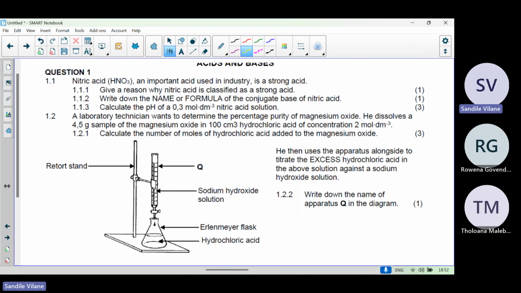Now let us look at this. Give a reason why nitric acid is classified as a strong acid. Strong acids ionize completely. Write down the name or formula of the conjugate base of nitric acid. Remember, when they want you to write a conjugate base, they are telling you that nitric acid is an acid. So how will that happen? It is going to lose a hydrogen; remember, we reduce the number of hydrogen atoms by 1. So I'm no longer having the hydrogen, and I have to reduce the total charge from 0 to -1. And that is the conjugate base.